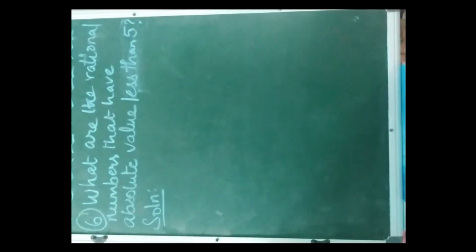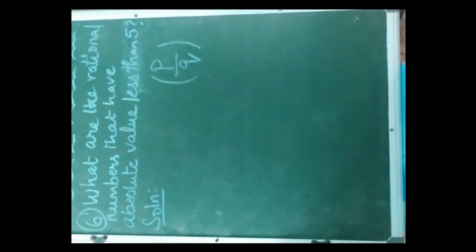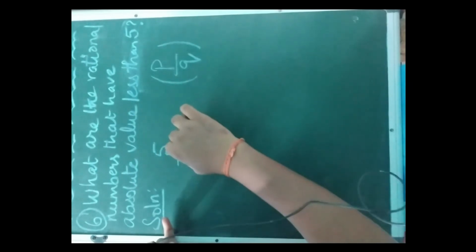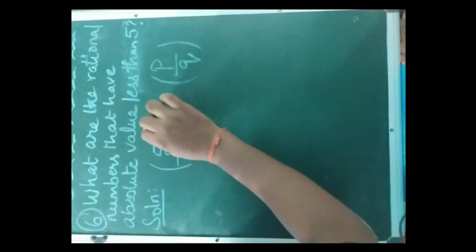The next question is, what are the rational numbers that have absolute value less than 5? So, we know rational numbers. What is a rational number, children? A rational number is a number which is expressed in the form of p by q. Is 5 in p by q form? No. So we need to convert it. So put the denominator 1. If you write 5 by 1 or the whole number 5, there's not going to be any big difference. So now we have converted this into p by q form.